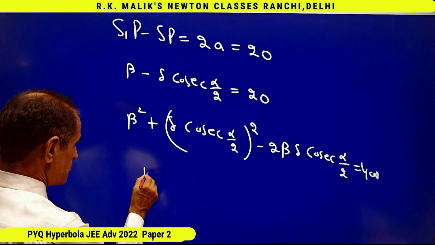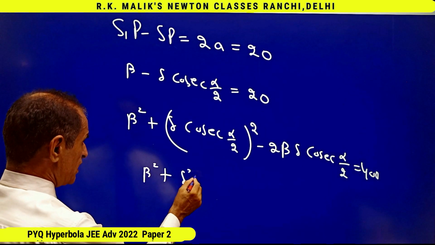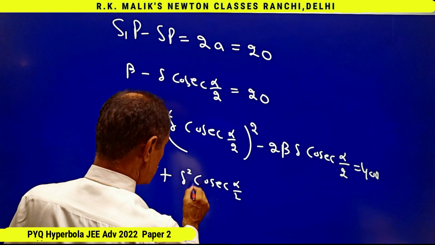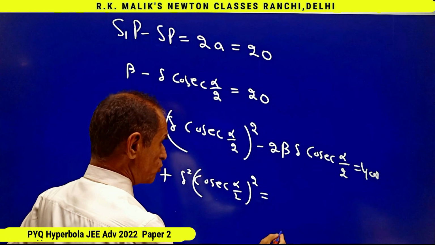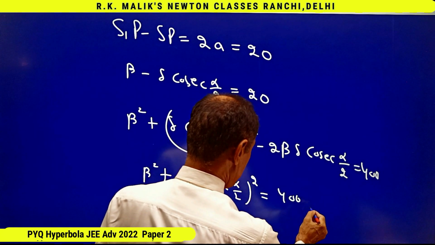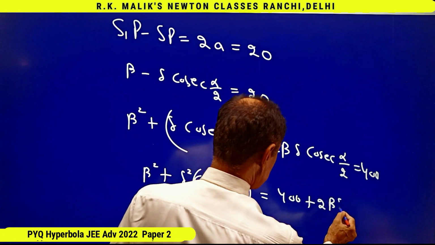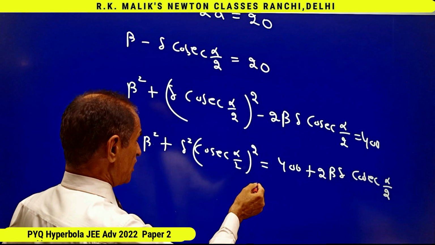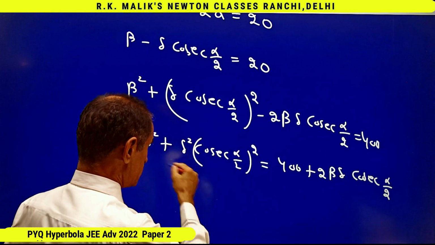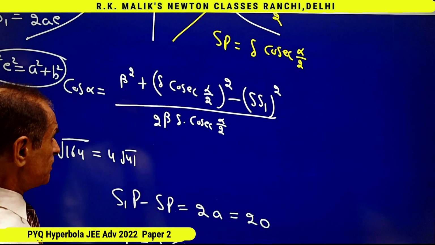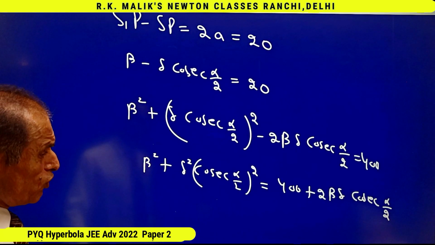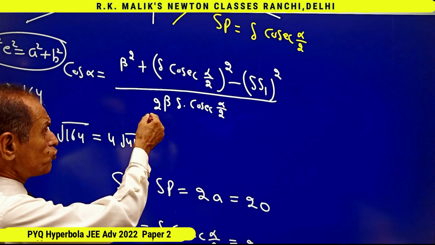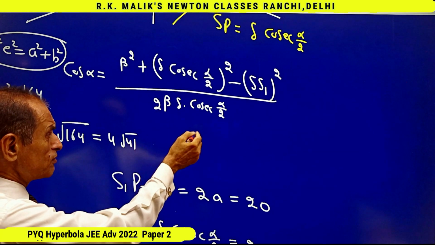That is, I can say beta square plus delta square cosec alpha by 2 square is equal to 400 plus 2 beta delta cosec alpha by 2. And after using this value in this expression, everywhere 2 beta delta cosec alpha by 2 will come. And for simplicity, I'll be naming 2 beta delta cosec alpha by 2 by some number, say lambda.